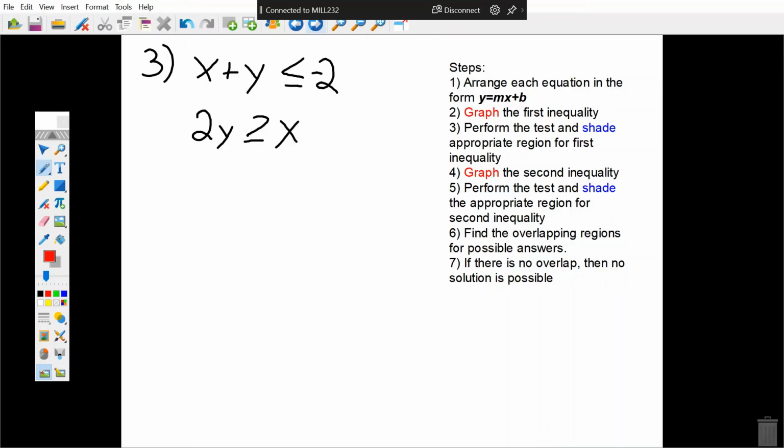All right. Please pause at this point and try this one. Try this one yourself. So if you don't have graph paper, just sketch a little graph on your paper. Please pause and give this one a try.